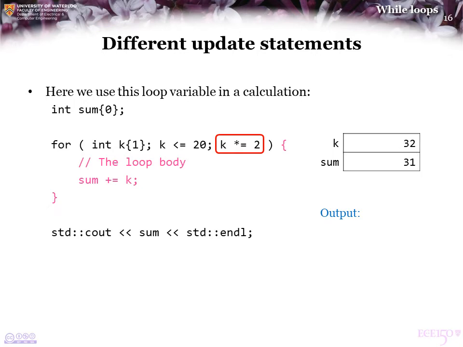Now, at this point, the condition is false. 32 is no longer less than or equal to 20, and therefore the for loop is complete. We now print out the value stored in the local variable sum, and so therefore 31 is printed to the screen.